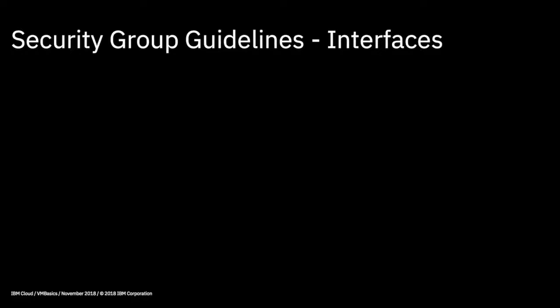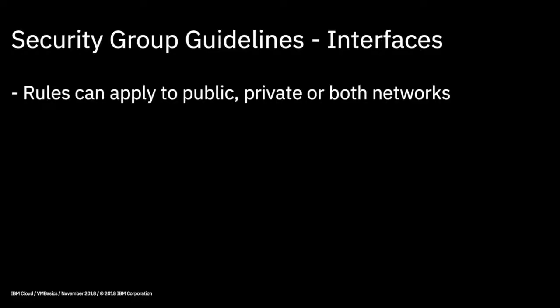And a quick word on some of the interface considerations. So note that rules can apply to either the public, private or both of the network interfaces. So you may just want to apply rules to one or other of the networks or both at the same time. I should mention as well that you can apply rules to particular IP addresses or ranges. So for example, you could set up an SSH rule which allows access from a particular IP or range of IP addresses, and this could be a good way to secure access to a jump server which can then access other servers.